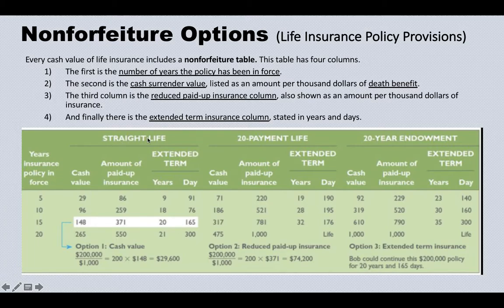So if you do straight life, this is a straight life policy, then you look at all those numbers, and how those numbers are calculated makes sense to you. That is the non-forfeiture option. You basically have 3 options: cash surrender value, reduced paid up insurance, and extended term insurance. Then we're going to compare this to the life insurance dividend options and life insurance payout options.